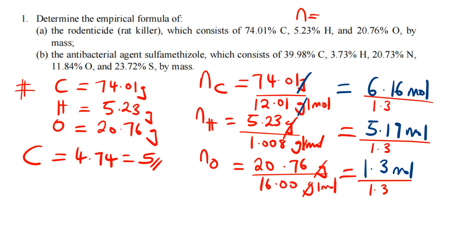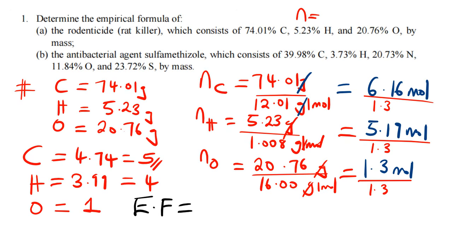For hydrogen, I have 5.19 divided by 1.3, and I'm getting 3.99, which is roughly 4. Then for oxygen, since it's the same, 1.3 divided by 1.3 is just 1. So now we can write our empirical formula.